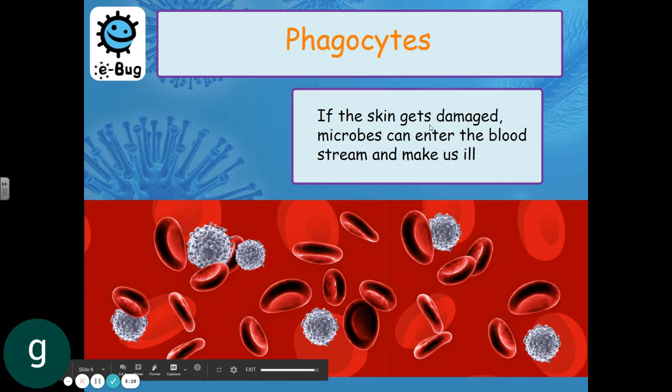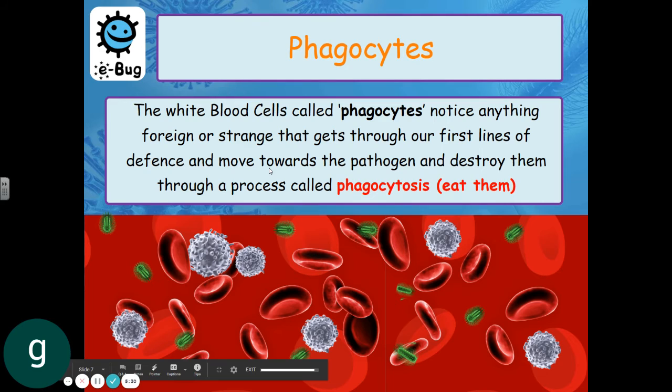So phagocytes, if the skin gets damaged, microbes can enter the bloodstream and make us ill. The white blood cells called phagocytes will notice anything foreign and strange in exactly the same way that the lymphocytes do as well. If they notice something is wrong, they are the first proper line of white blood cell defense. So what they do is they go up to them and they eat them. It's a process called phagocytosis.